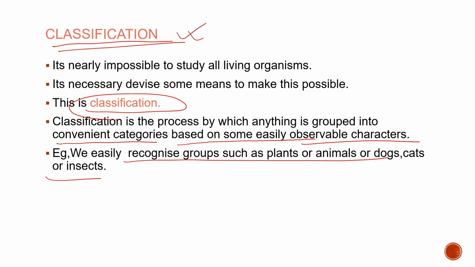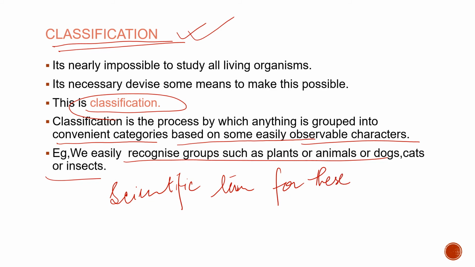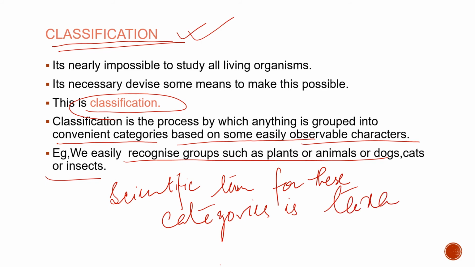So these are classifications. Now what is the scientific term for these categories? The scientific term for these categories is called taxa. Based on certain characteristics, the animals, mammals, dogs are all living in different levels of taxa.